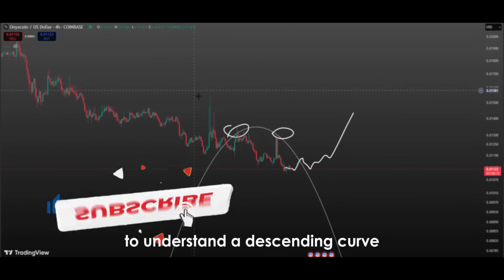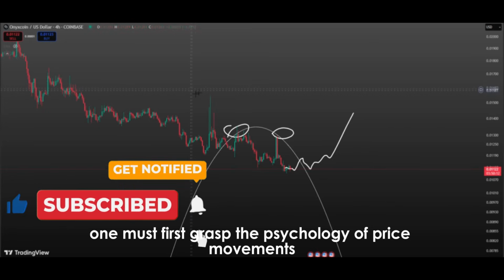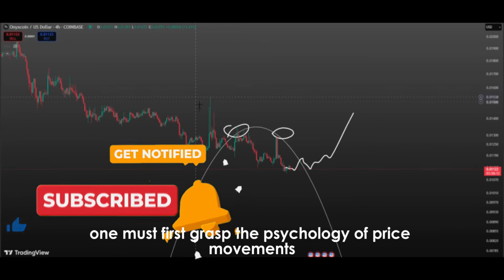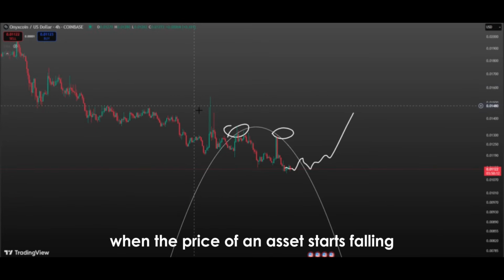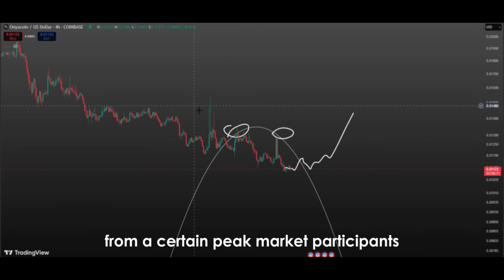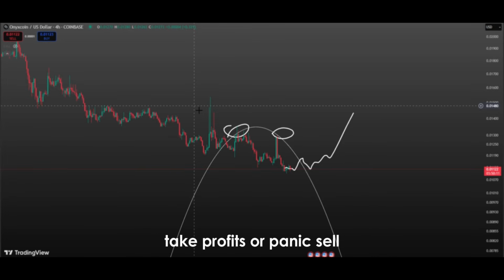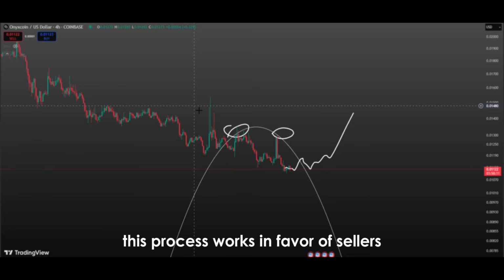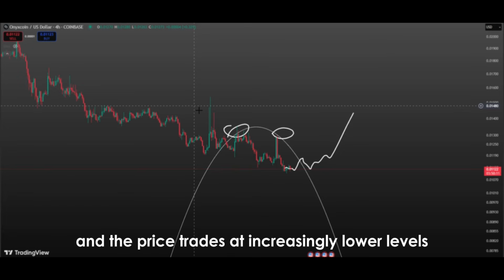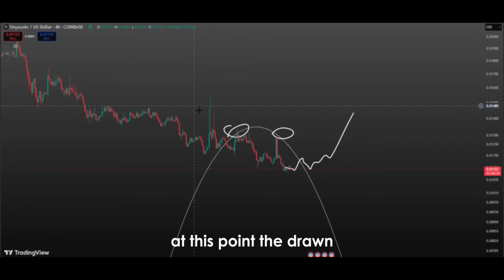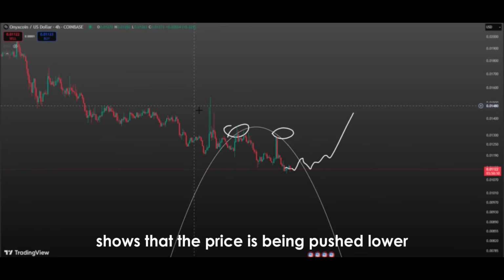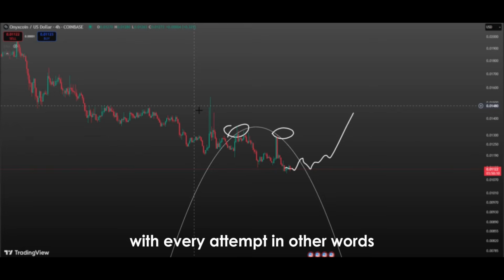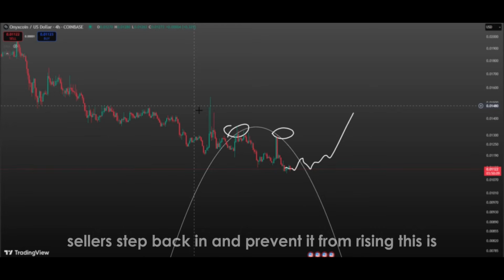To understand a descending curve, one must first grasp the psychology of price movements. When the price of an asset starts falling from a certain peak, market participants take profits or panic sell. This process works in favor of sellers, and the price trades at increasingly lower levels. At this point, the drawn descending curve shows that the price is being pushed lower with every attempt. In other words, every time the price touches this curve, sellers step back in and prevent it from rising.